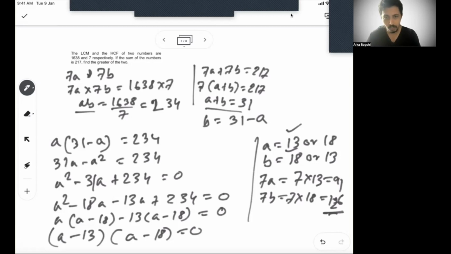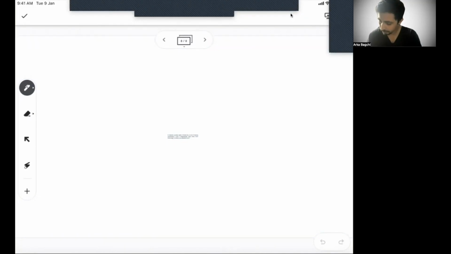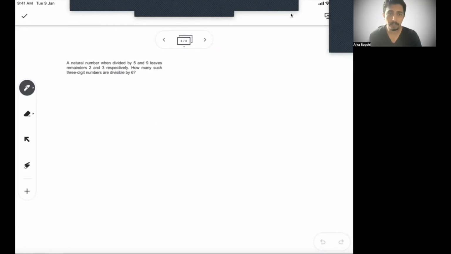So now you know how to apply this LCM HCF. The sum is given, how to get the numbers. Let's go to the last problem for today. It says a natural number when divided by 5 and 9 leaves a remainder of 2 and 3. How many such three-digit numbers are divisible by 6? So 5 and 9 leaves a remainder of 2 and 3. Again, not a common remainder, not the exact same difference.